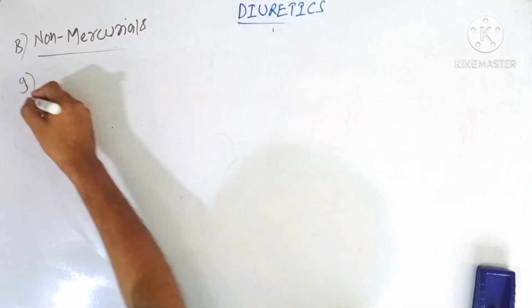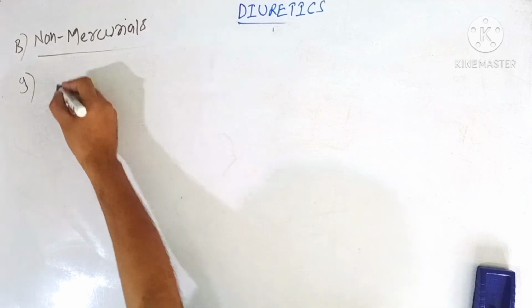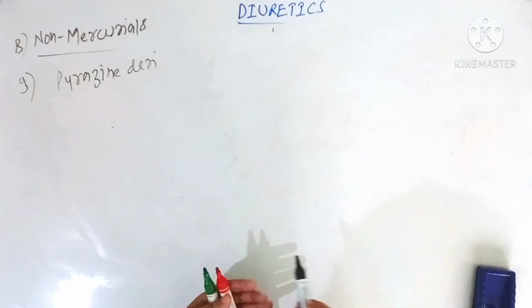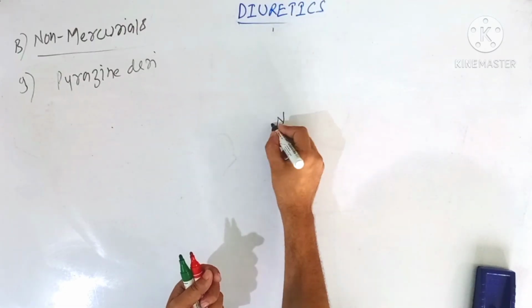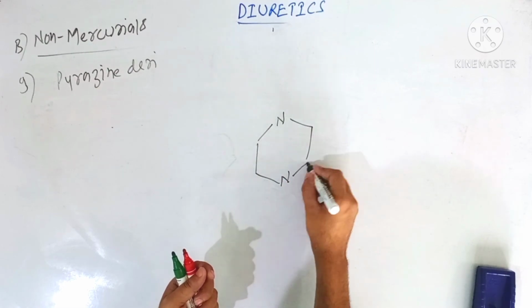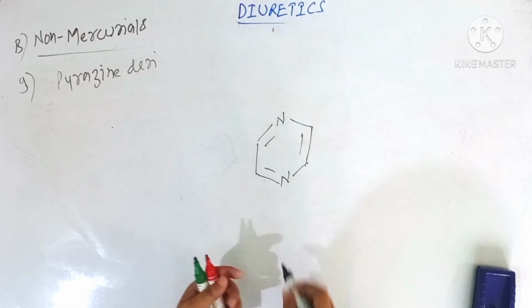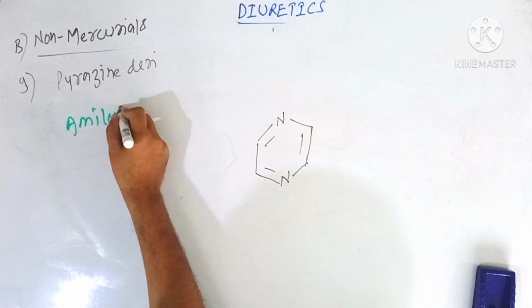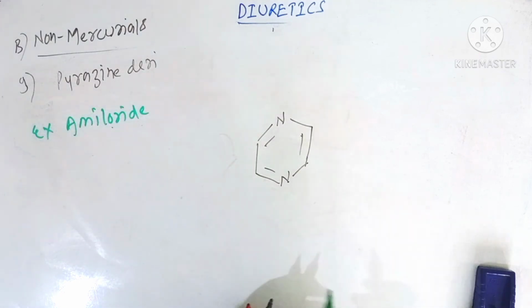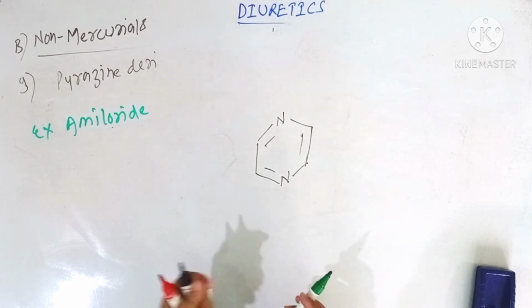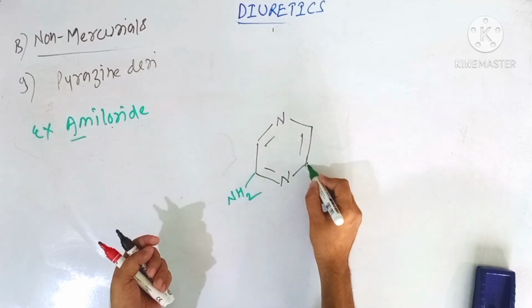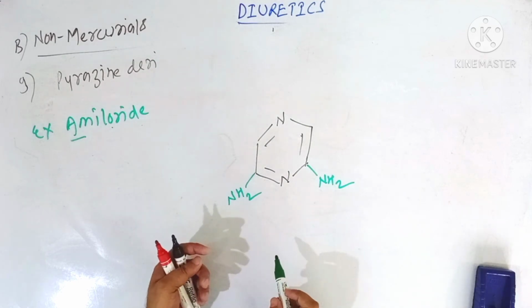Class number 9, pyrazine derivative. So pyrazine is nothing but this structure, known by the name pyrazine. So the drug which comes under this class is amiloride. So what functionality does amiloride have? Again amine. So here are the amines, NH2 and NH2, two amines.